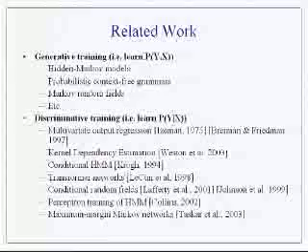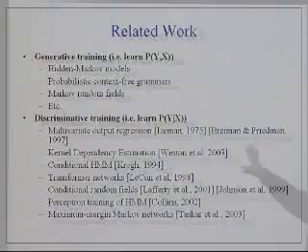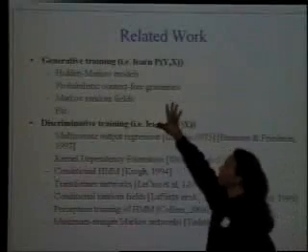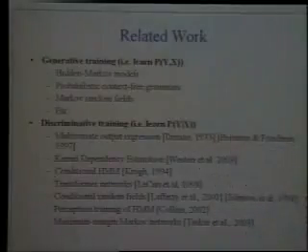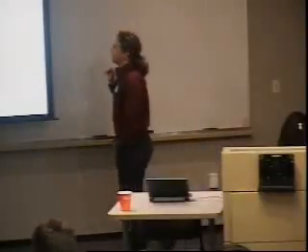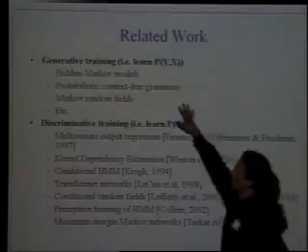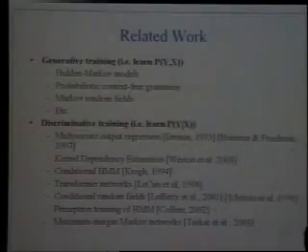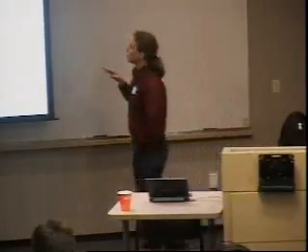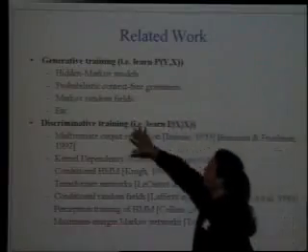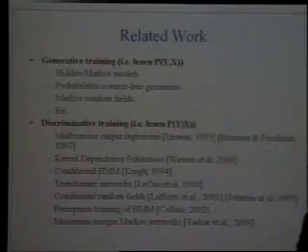So let's look at some related work. I don't want to talk about generative training. It has a long history, and you probably all know about hidden Markov models, or observable Markov models, as they're typically called in natural language processing applications, probabilistic context-free grammars, Markov random fields. For discriminative training, for models of the same form, people have come up with different ways, as you've said, for training them.